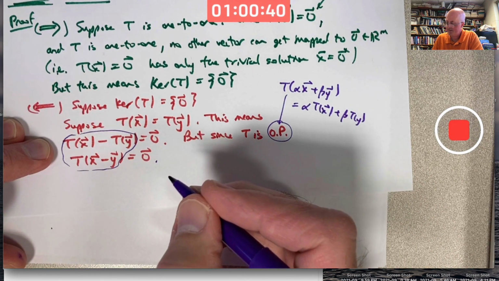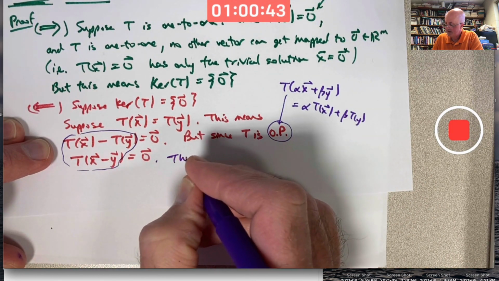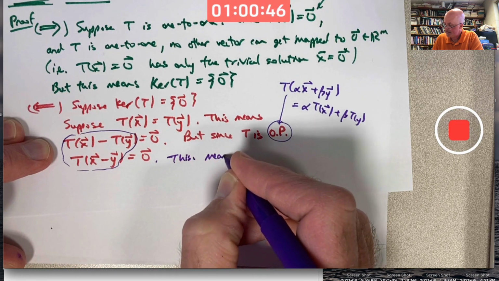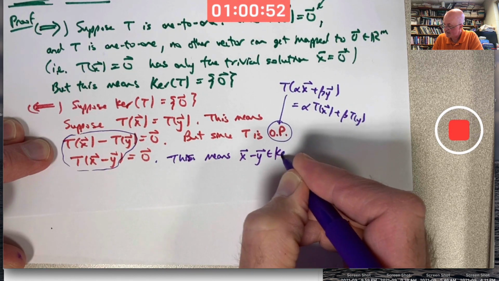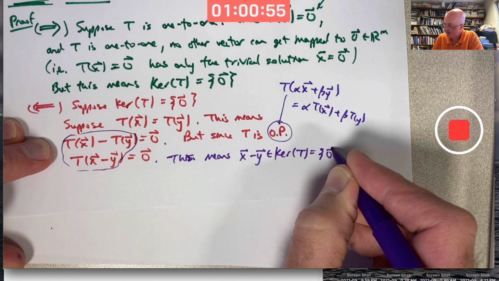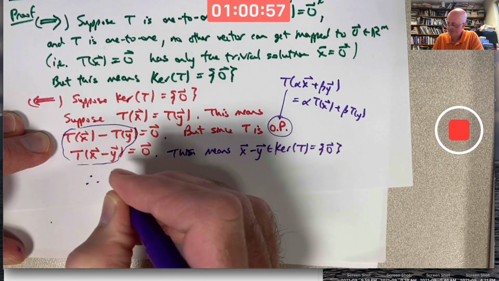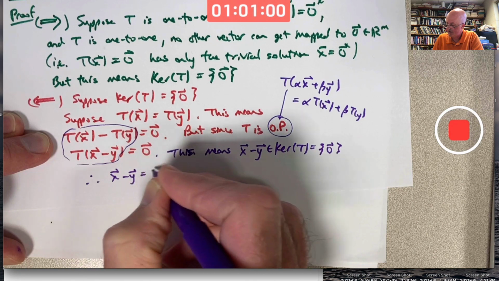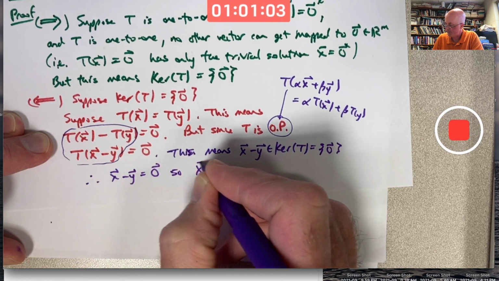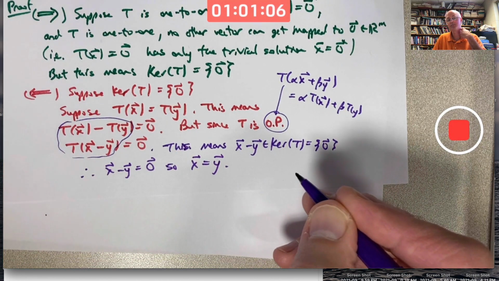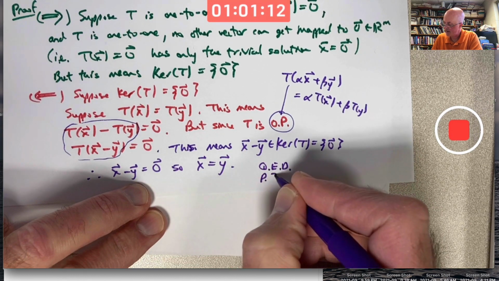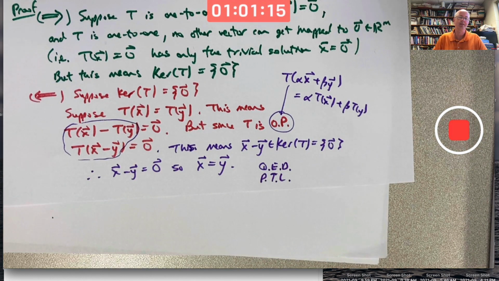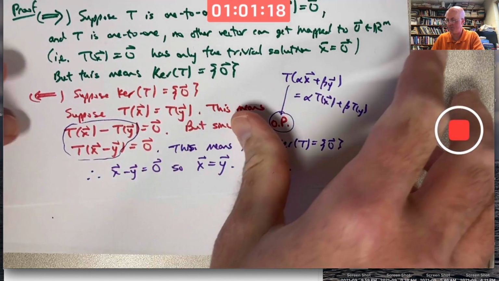But we're basically done. This means x minus y is in the kernel. It's an element of the kernel of T, which is just the 0 vector. Therefore, x minus y equals 0, so x equals y. And that proves that T is 1-to-1, QED. Praise the Lord, we're done. Okay? But it's tricky. So this is a trick you should think about in practice. It comes up in other contexts as well.